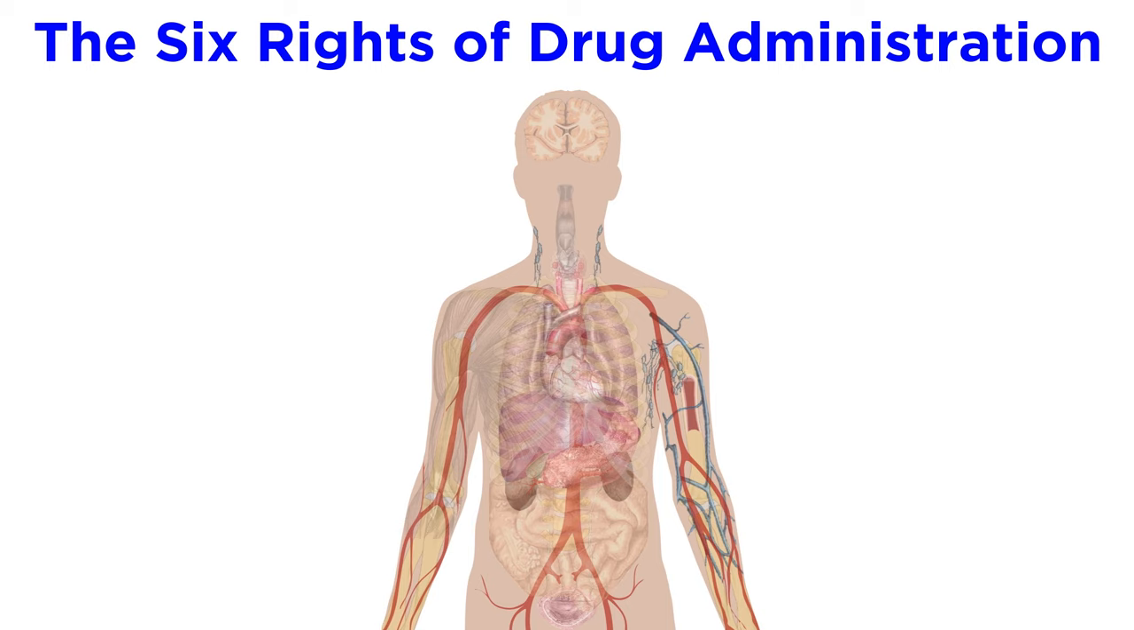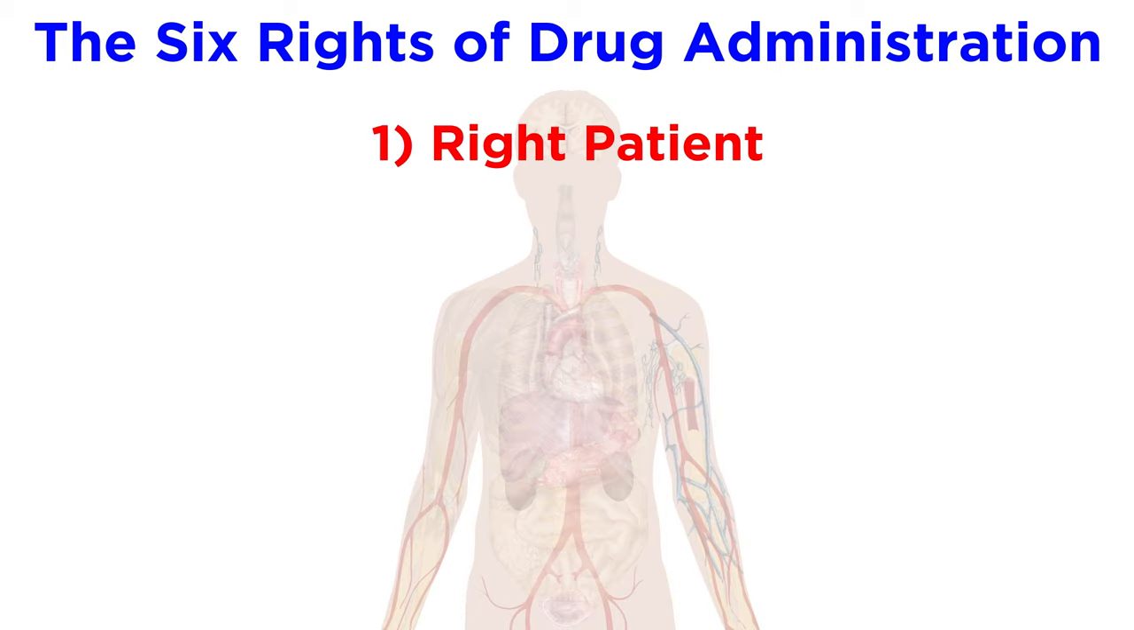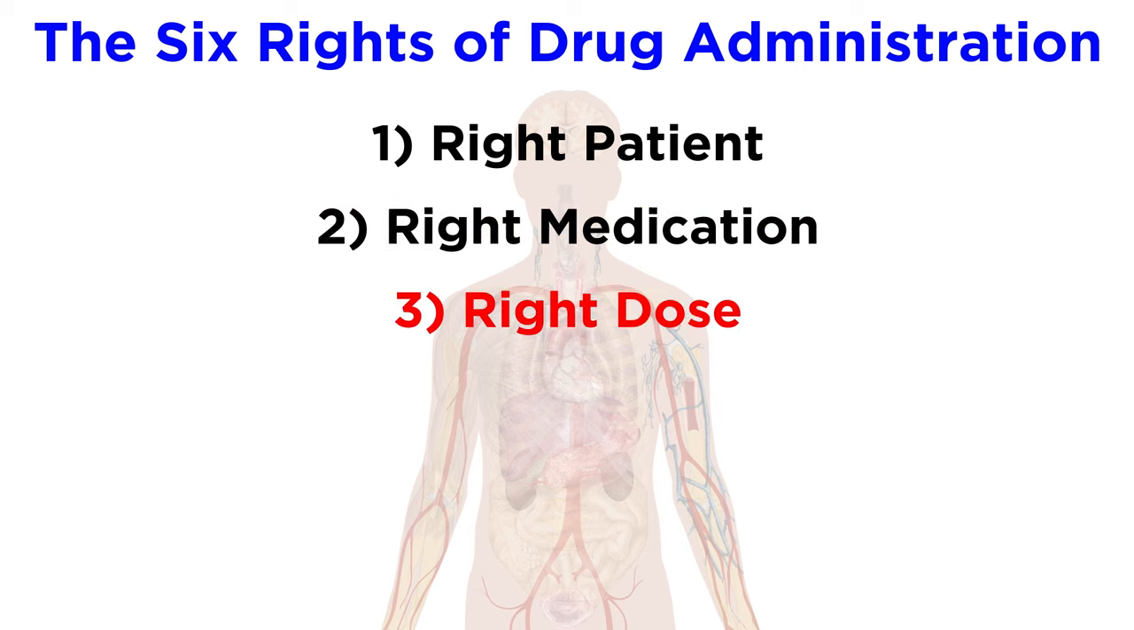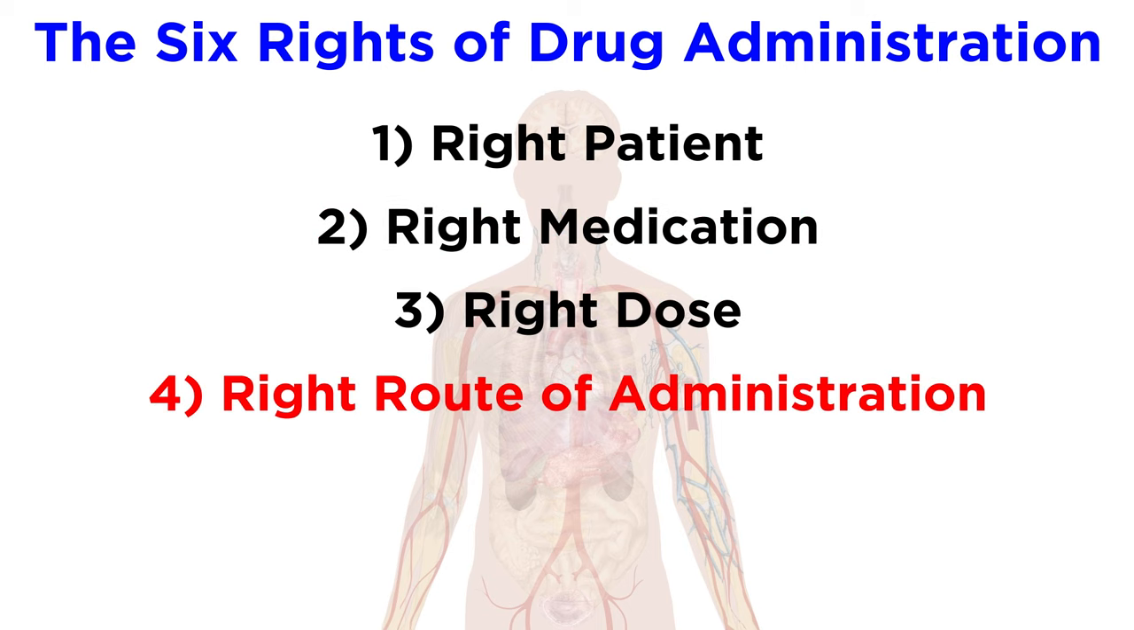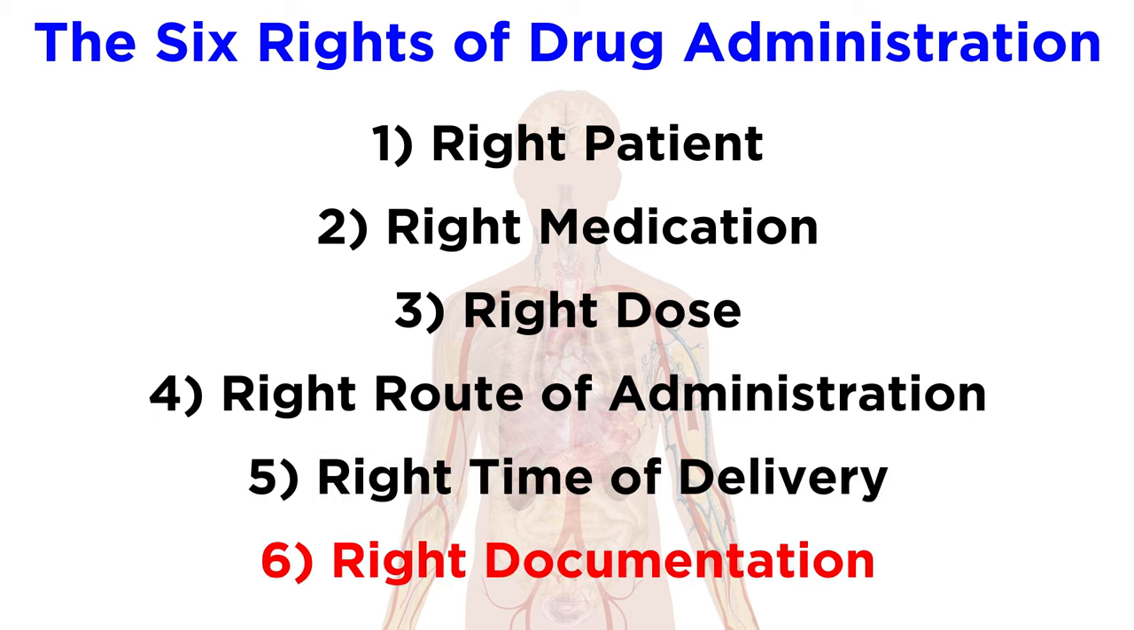For reasons such as these, the safe delivery of medications must follow the six rites of drug administration. These are basic guidelines that good health professionals obey, and they are as follows: right patient, right medication, right dose, right route of administration, right time of delivery, and right documentation. Some of these guidelines fall into the realm of highly specific medical training, so we won't discuss them in this series. But the route of administration will be of interest to us, so let's examine that aspect.